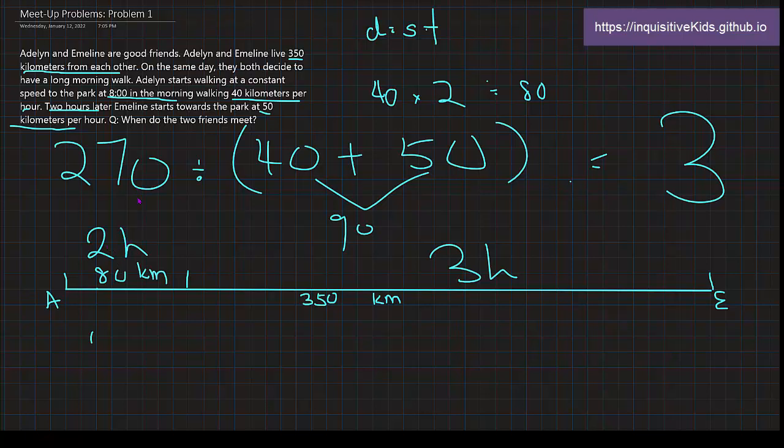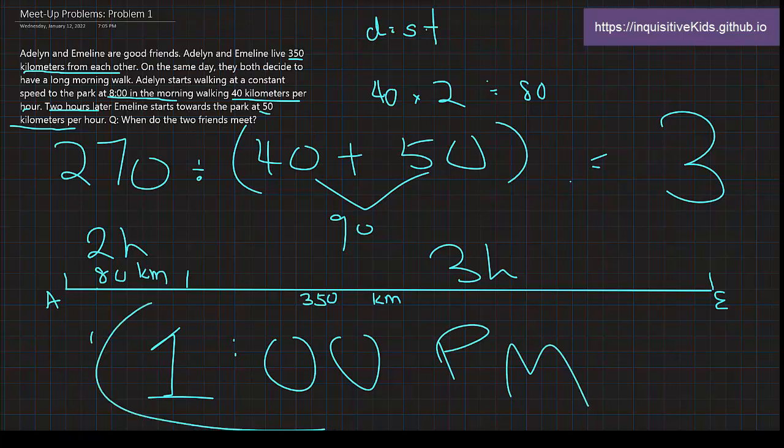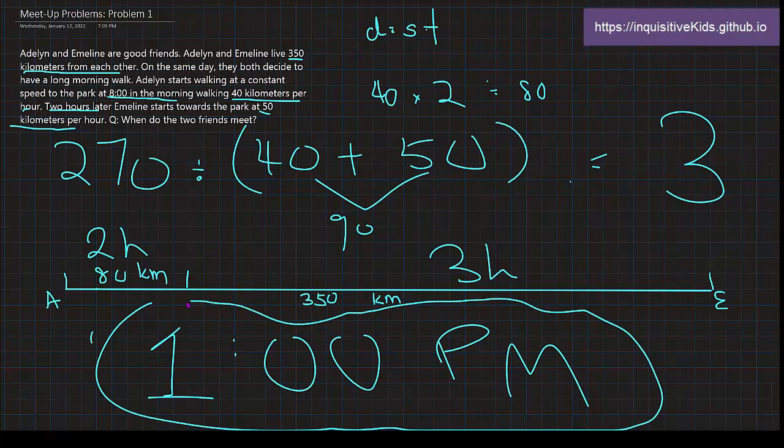By 2 hours later, it was 10 o'clock in the morning. That's when Emeline started walking. So that's already 10 o'clock. 3 hours later, that would be 1 p.m. So the answer to this is 1 p.m. I think, remember to put the p.m. sign, by the way.